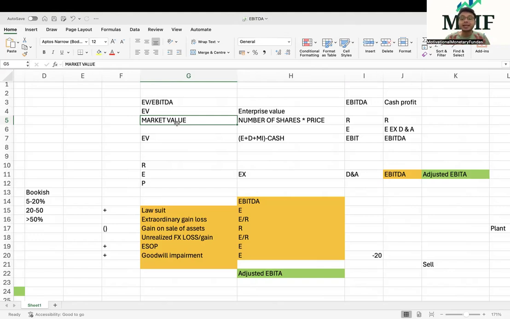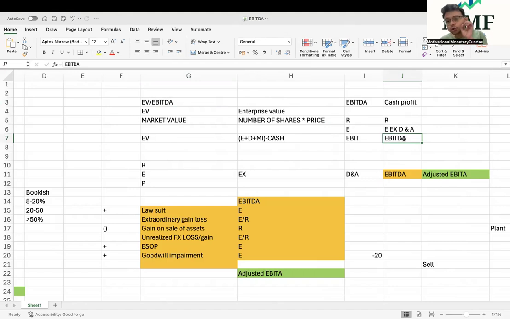EBITDA is a cash profit. It has been generated by the operating activities of the business. Non-cash expenses aren't there. And that is the reason that when we calculate EV to EBITDA, to make the numerator consistent with the denominator, we tend to subtract cash. We subtract cash because EBITDA takes into account the cash profit from the operating activities of the business and not from the non-operating activities. The other income is not a part of EBITDA.